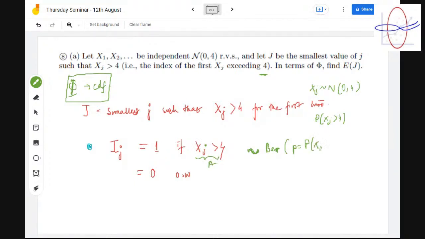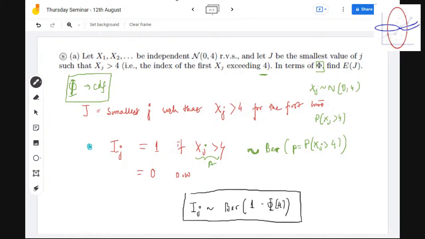So what is this probability that xj is greater than 4? We have to find it in terms of phi. Can you write it in terms of phi? Perfect. So 1 minus phi of 4. So Ij follows Bernoulli 1 minus capital phi of 4. All of you understood till this point?